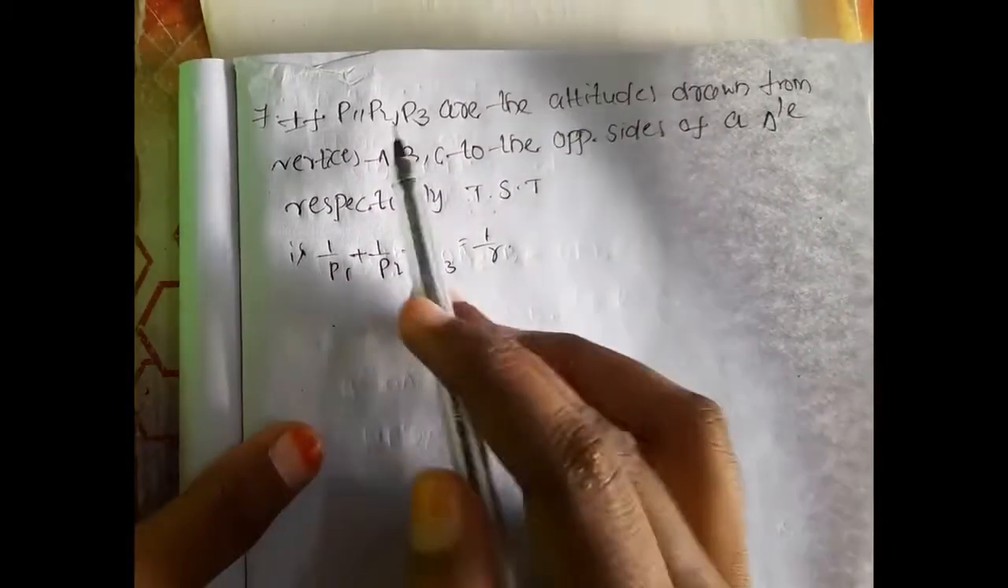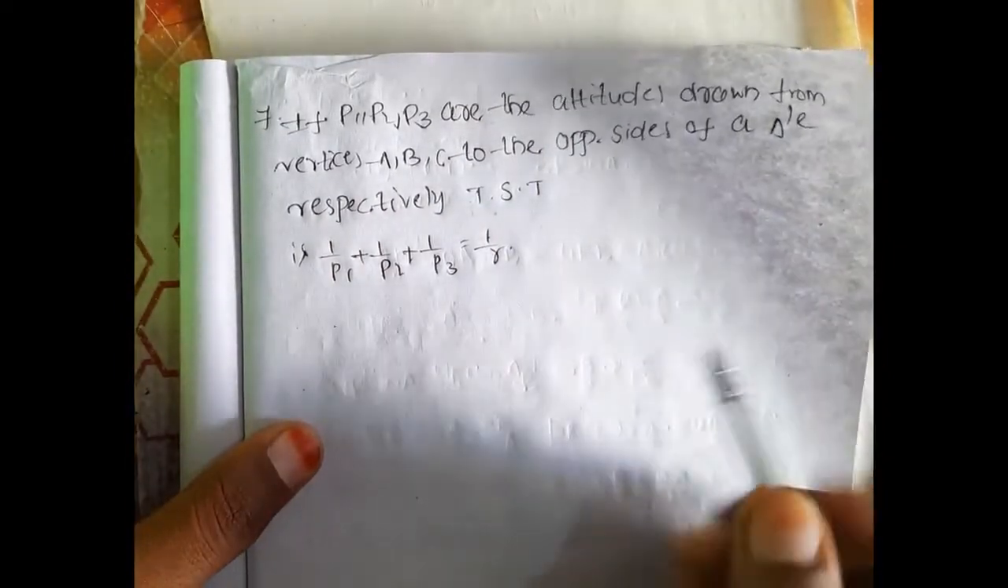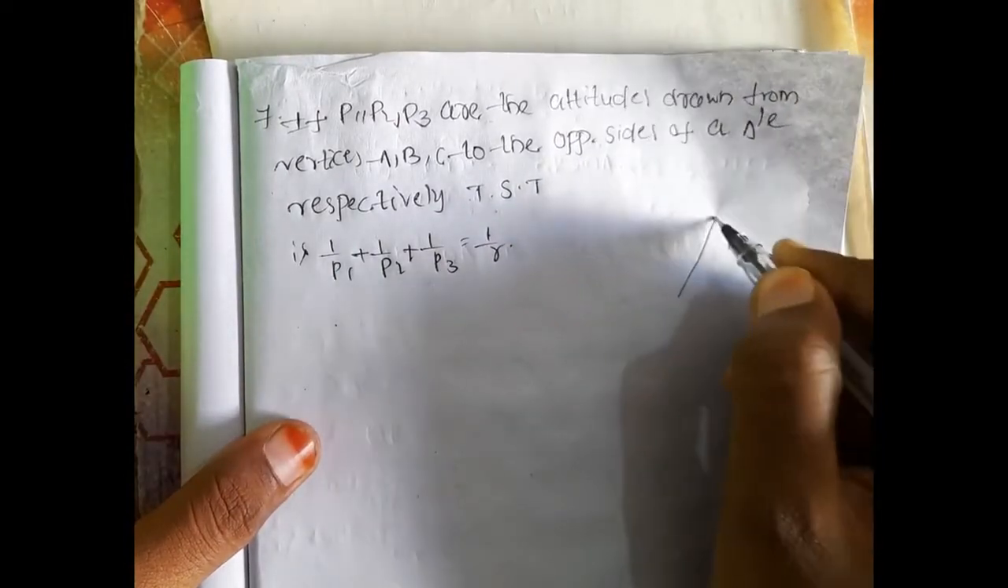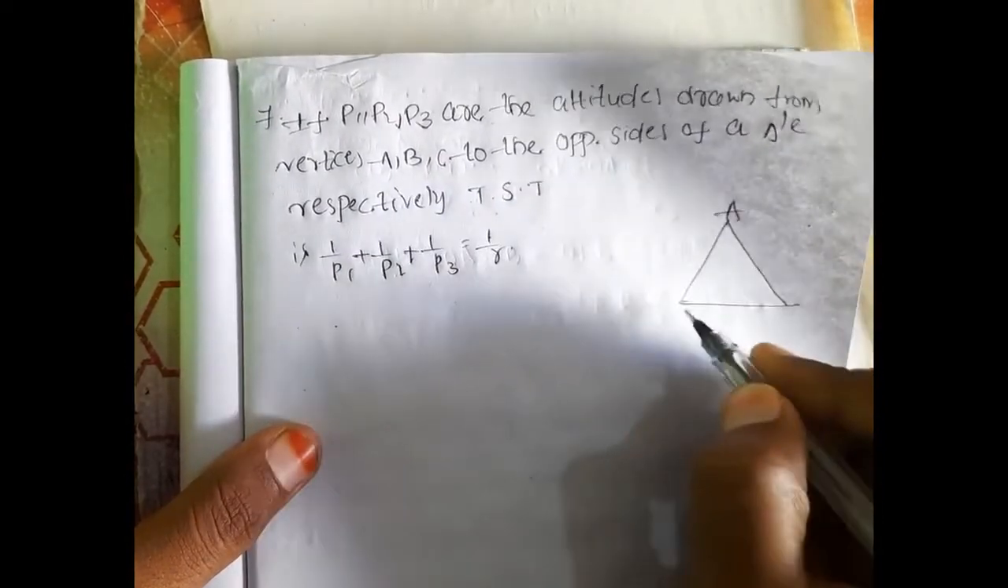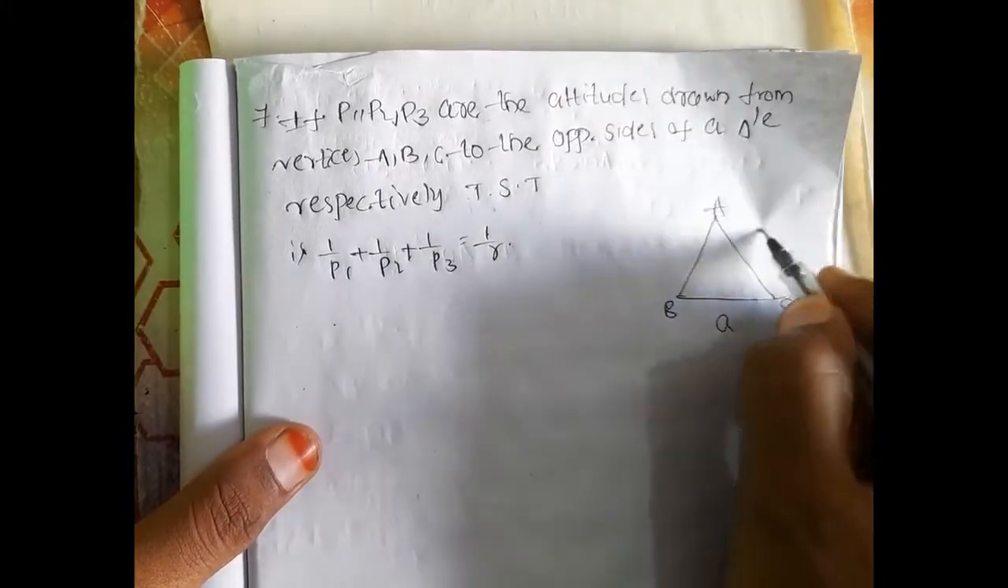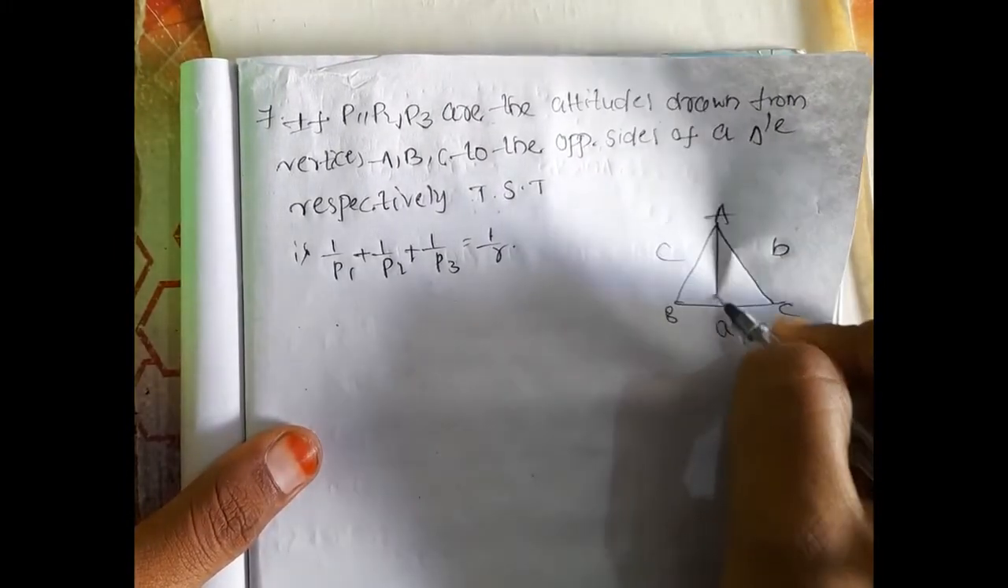Okay. So it is given that P1, P2 are the altitudes of a triangle ABC. So the triangle is ABC like this, A, B, C. Opposite vertices are A, B, C. And altitudes are drawn in this way.